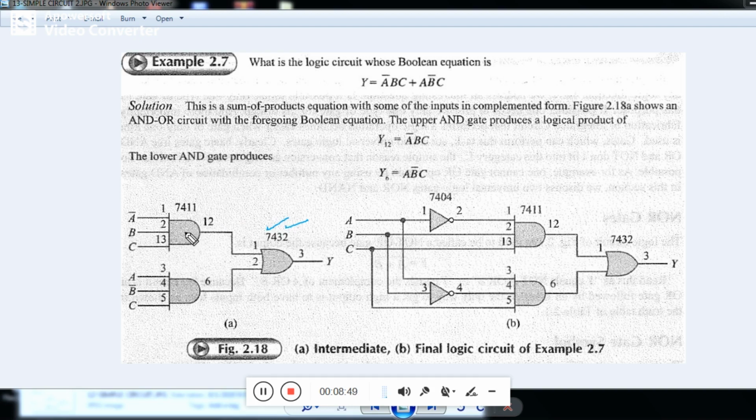So this is a 3-input AND gate. The IC number is 7411, which contains how many gates? We have to see all those details by using our data sheet. So this is the other way of drawing the circuit diagram, but this is the simplest way.